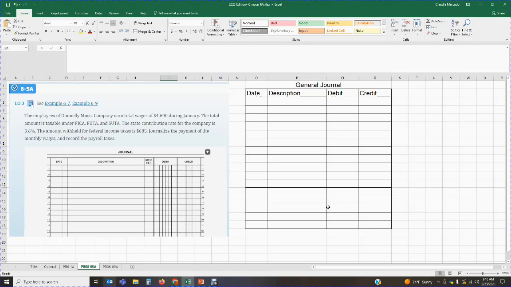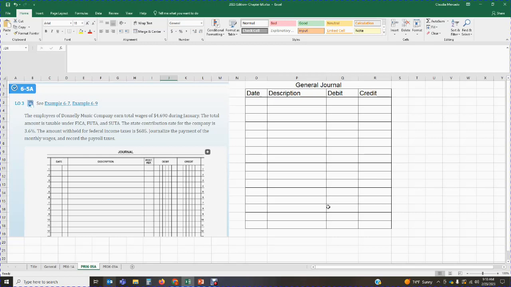Problem 6.5a states the following. The employees of Denali Music Company earned total wages of $4,690 during January. The total amount is taxable under FICA, FUTA, and SUTA. The state contribution rate for the company is 3.6%. The amount withheld for federal income taxes is $685. They're asking us to journalize the payment of the monthly wages and record the payroll taxes.